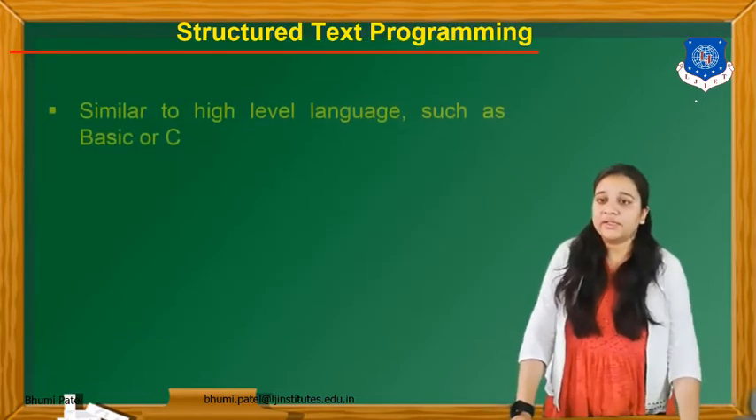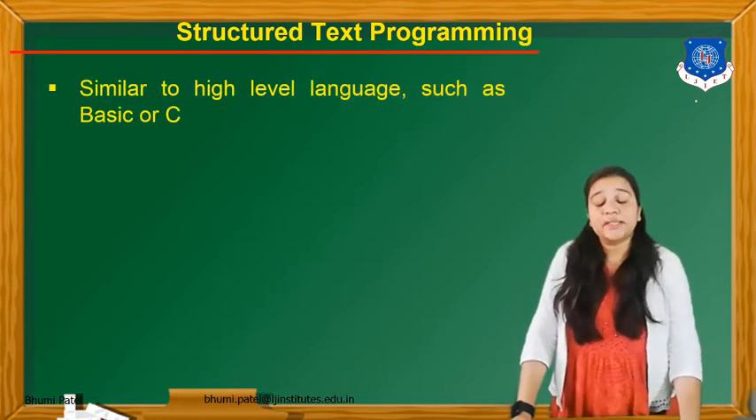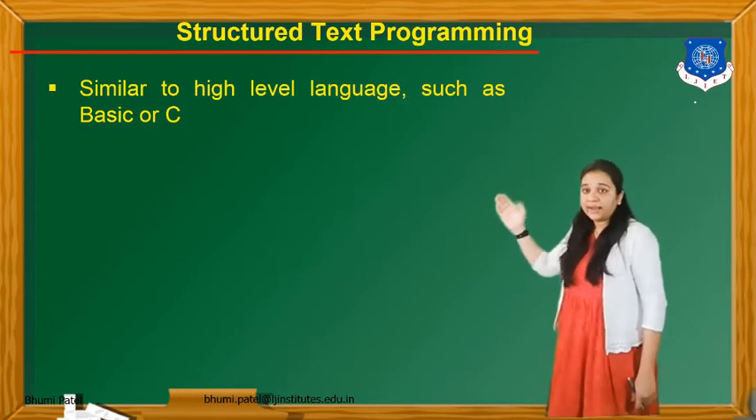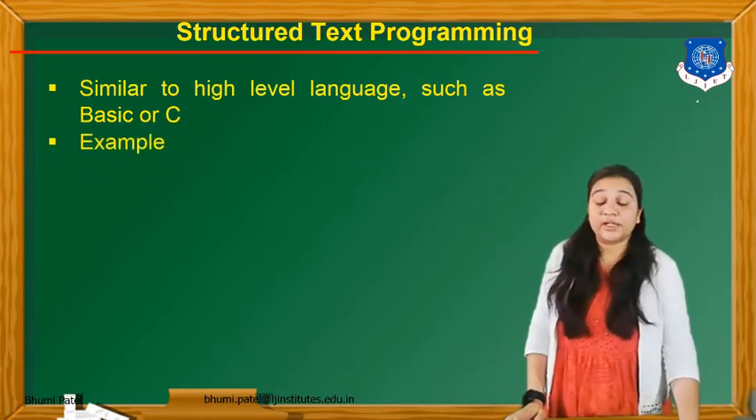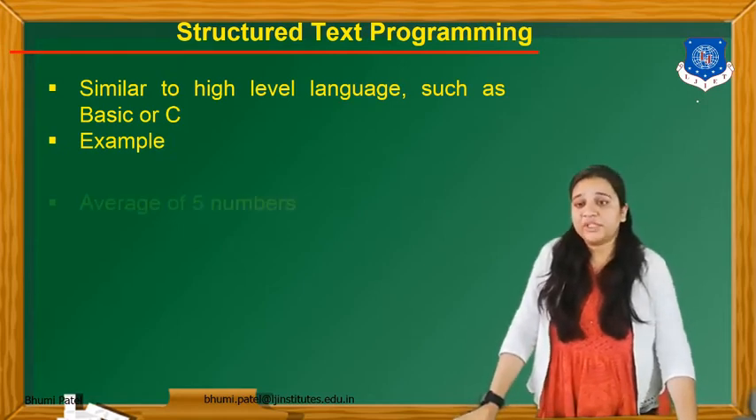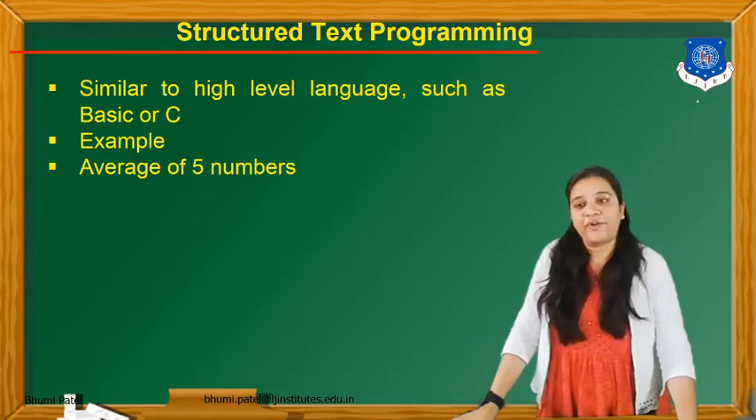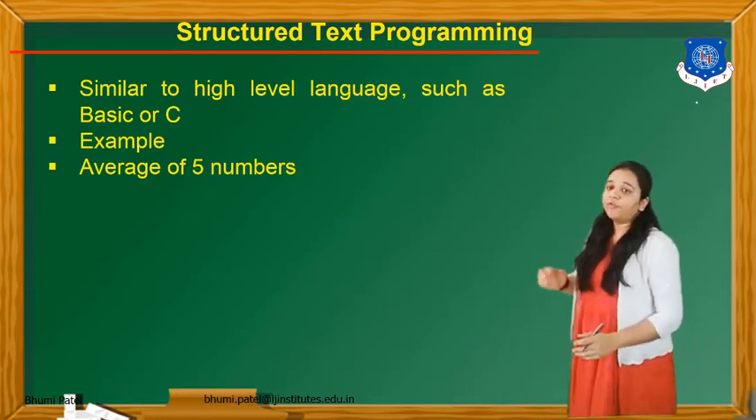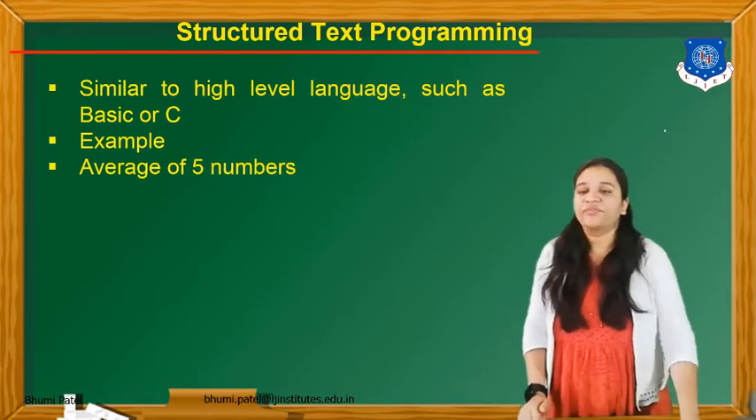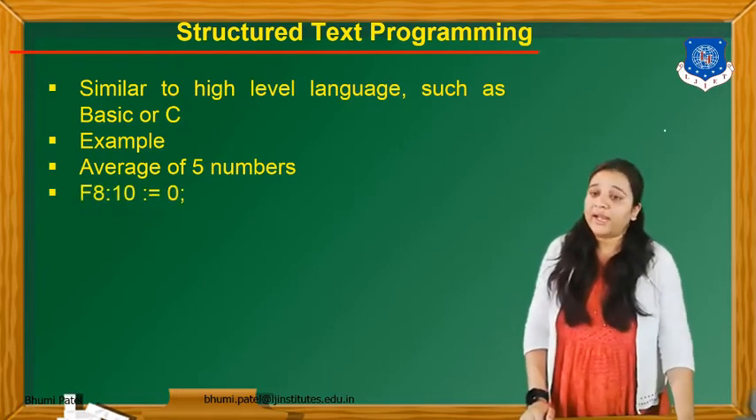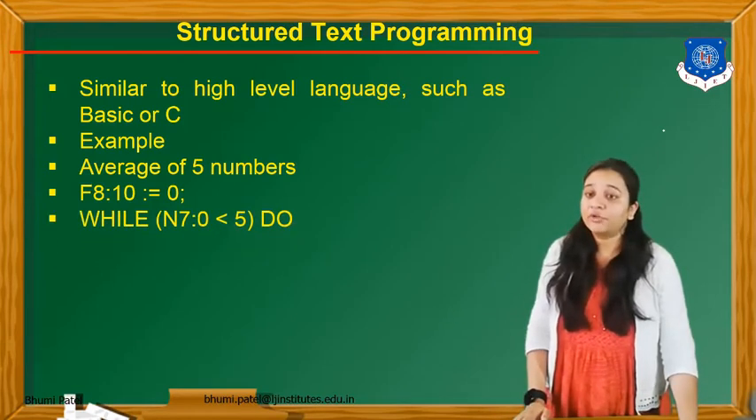Now the next one is the structured text programming. It is similar to high level languages such as BASIC, C or C++. An example of structured text is finding the average of five numbers. The five different numbers are given and we have to find the average of these five numbers. For that we have to write the command F8:10 equal to 0.